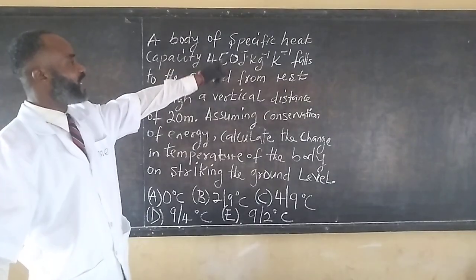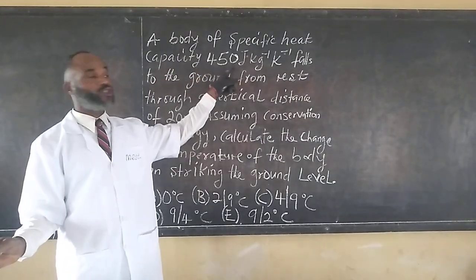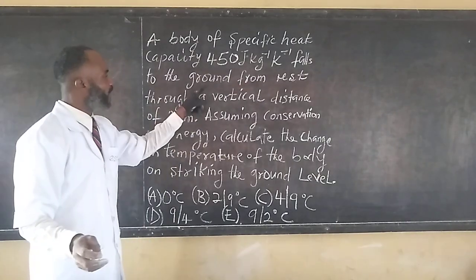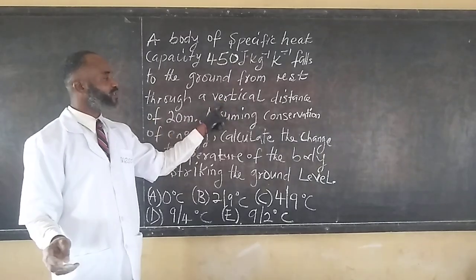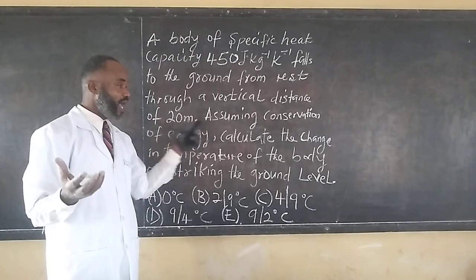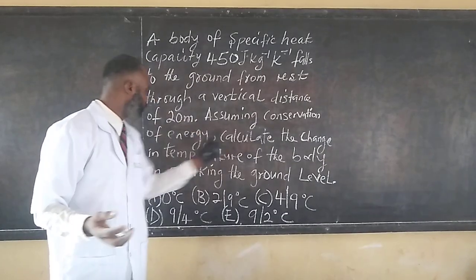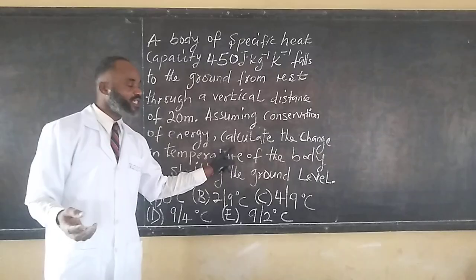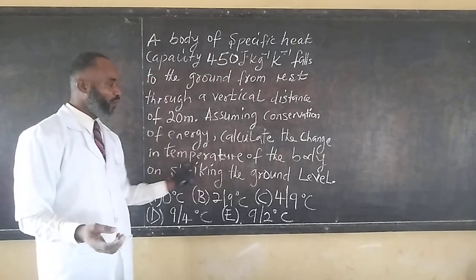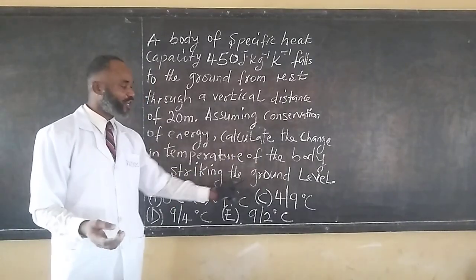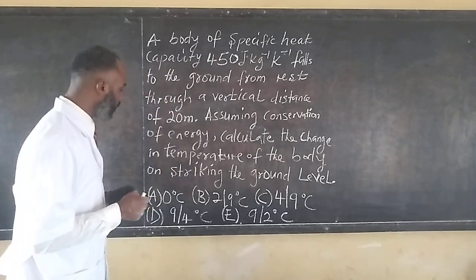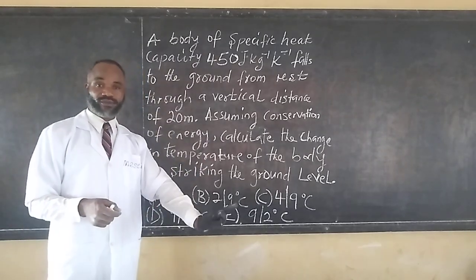A body of specific heat capacity 450 joule per kilogram per Kelvin falls to the ground from rest through a vertical distance of 20 meters. Assuming conservation of energy, calculate the change in temperature of the body on striking the ground level. So we need to calculate the temperature change of the body on striking the ground level.